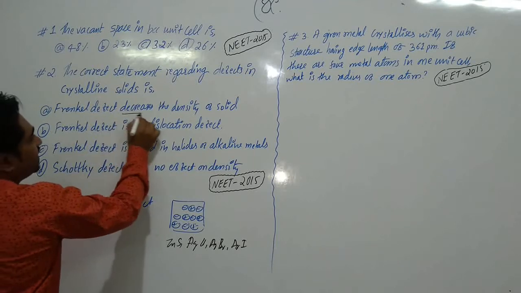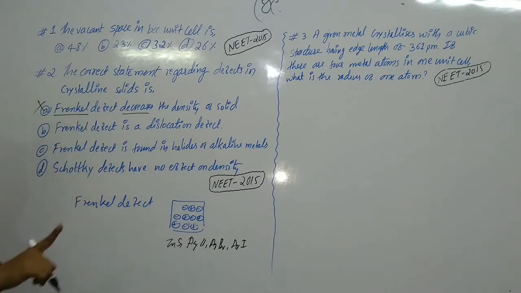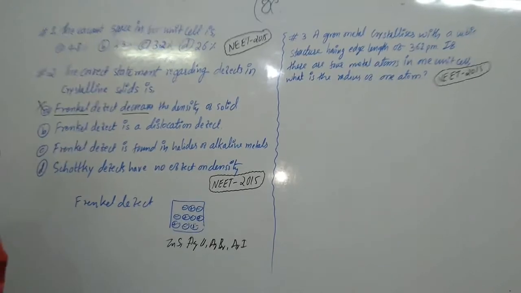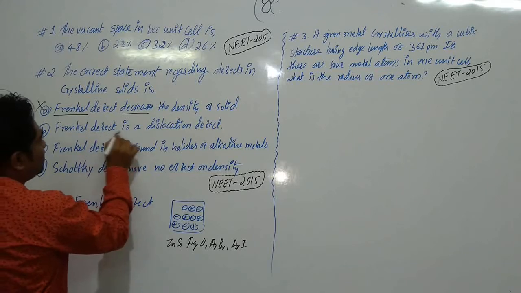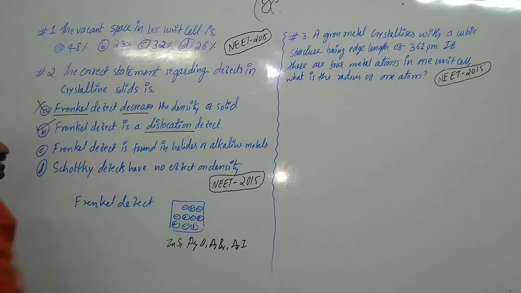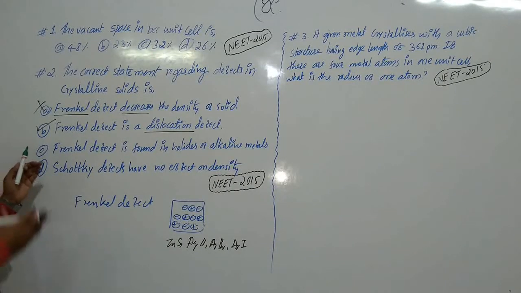Let us see the options. Frenkel defect decreases the density of the solid. This is wrong. During Frenkel defect the density remains the same; in Schottky defect the density decreases. So this is not our answer. The Frenkel defect is a dislocation defect. Yes, we got the answer, but however, let us see two more options, because in some questions more than one answer may be correct.